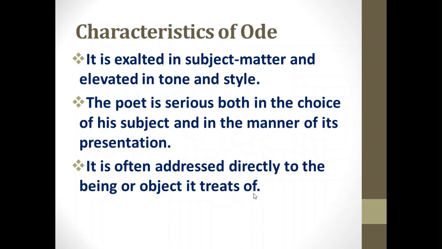It is often addressed directly to the being or object it treats of. So it is generally addressed directly to some person. Being means the person to whom he wants to speak, or about whom he is thinking. Directly to the person or some object. So these are the characteristics of the ode.